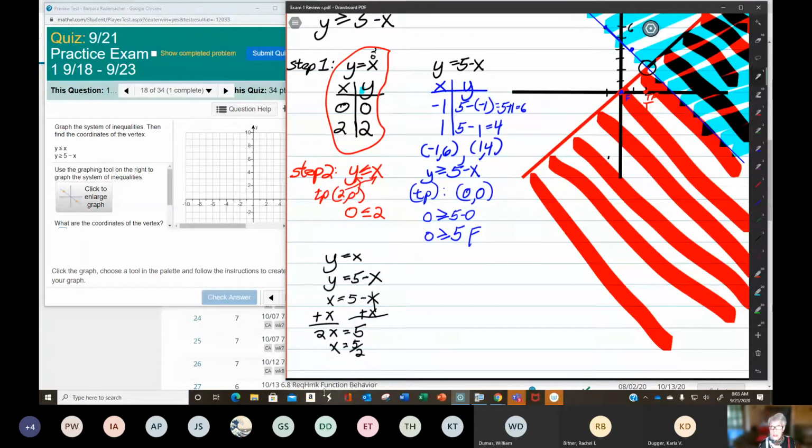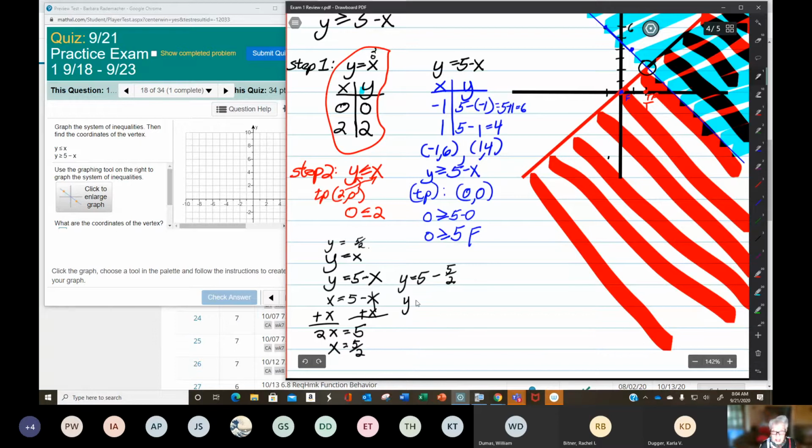Well, great. But what is y? Conveniently, once I get an answer here, I can go back to either equation and substitute. So if x is 5 over 2, y is 5 over 2. Or you could do it in this one, y equals 5 minus 5 over 2.